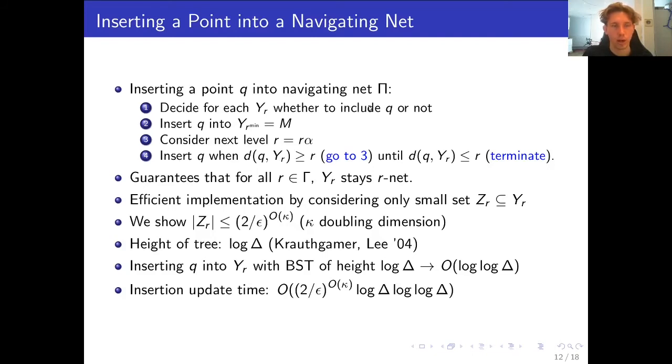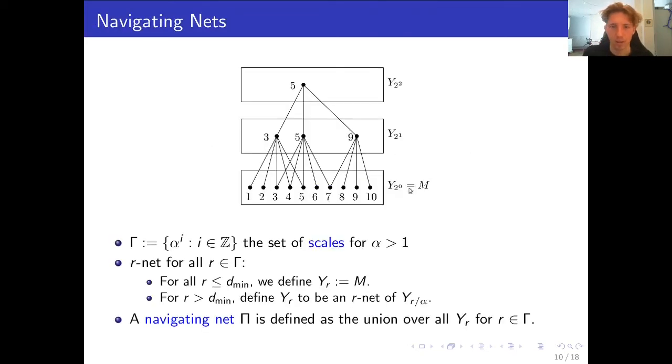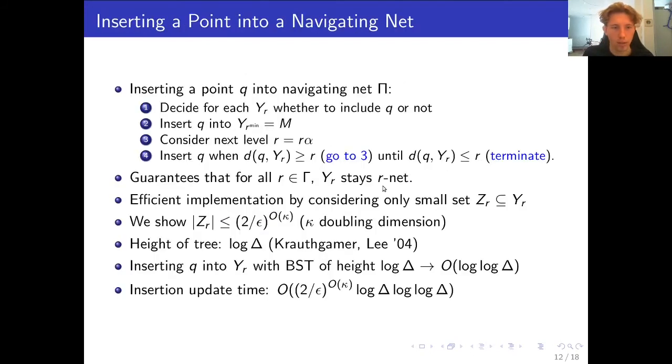Okay, so just to assert the point of this fully dynamic thing, I'm going to describe how to insert a point into the navigating net. So let's say some point Q comes in, and how do you update the navigating net? So I want to insert some new point, let's say 11. What would I do? I would insert Q into the minimum level, because obviously you need to insert it there, and then you consider the next level R, which is R times alpha. So in this case, R times 2, or 2.